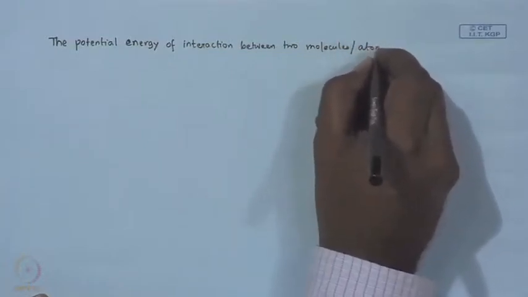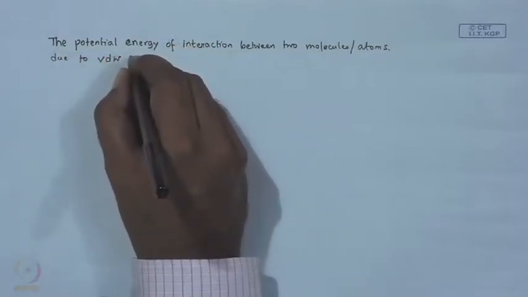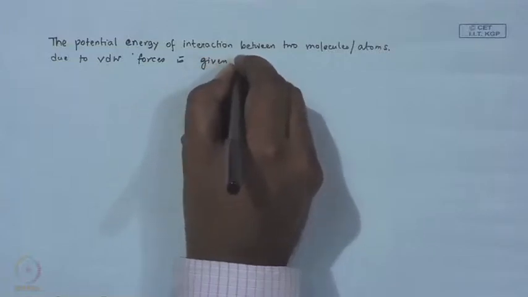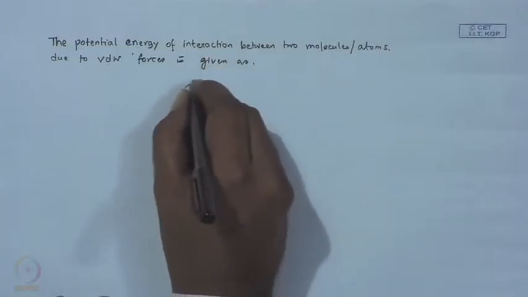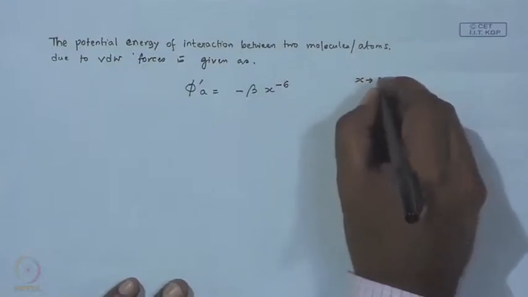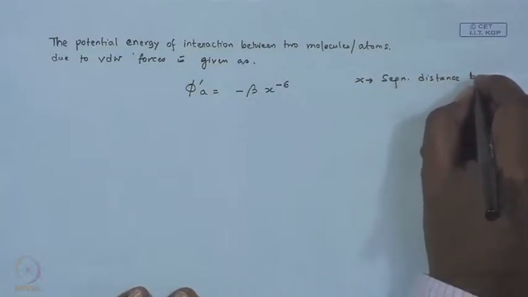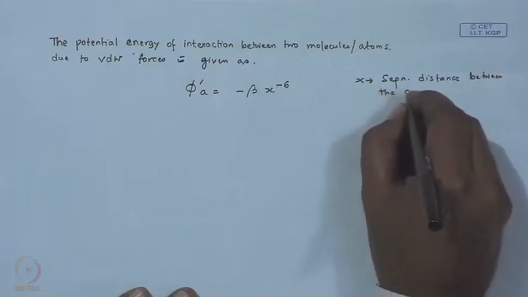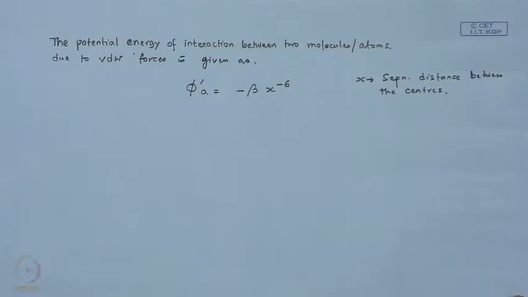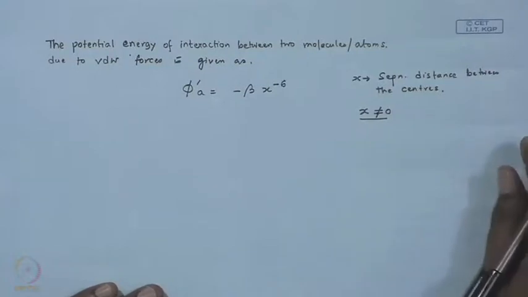or atoms due to induced dipole type or the dispersion force type van der Waals forces is given as... x is sort of the separation distance between the centers. Therefore, one has to understand that when these two molecules or atoms come in direct contact, x will not be 0, because it is the separation distance between the centers.